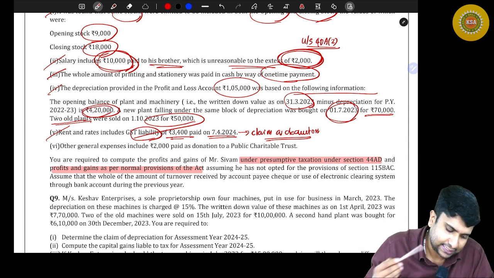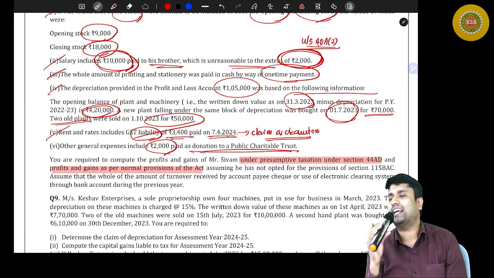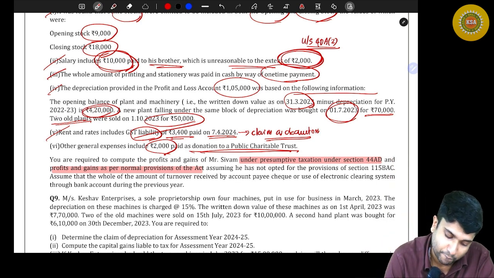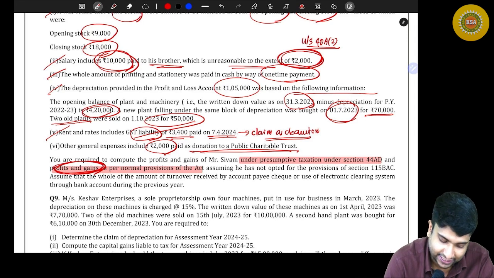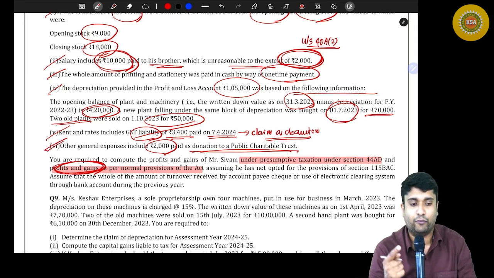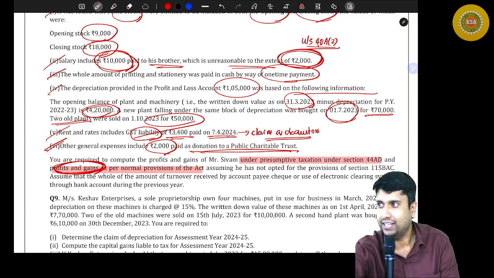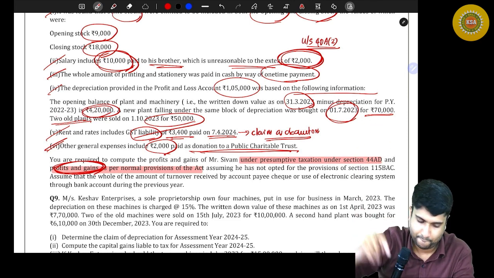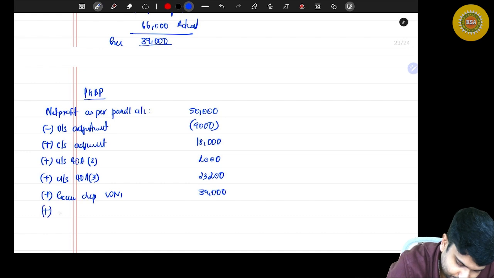What is next? Other expenses include 2,000 paid as donation to public charitable trust. It's actually a deductible item under 80G, but the question is asking us to compute PGBP profit. So you don't have to do anything. You have to disallow it because you have already claimed it under general expenses. While computing business profit, it is not allowed as a deduction. It is allowed as a deduction from your GTI, gross total income, under 80G. So for the time being, you can add it back.